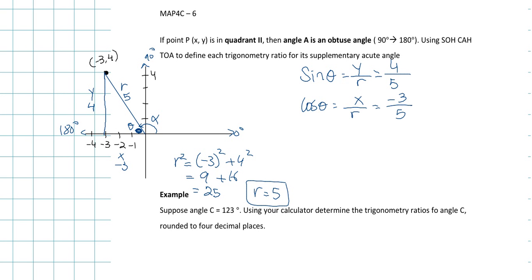How about tan? Y over x. And what's y? What's x? Is that negative 2? Yeah. So it's not a coincidence that obtuse angles have negative cos and tan. And the reason for that is because they lie in the second quadrant. And in the second quadrant, the x is negative.